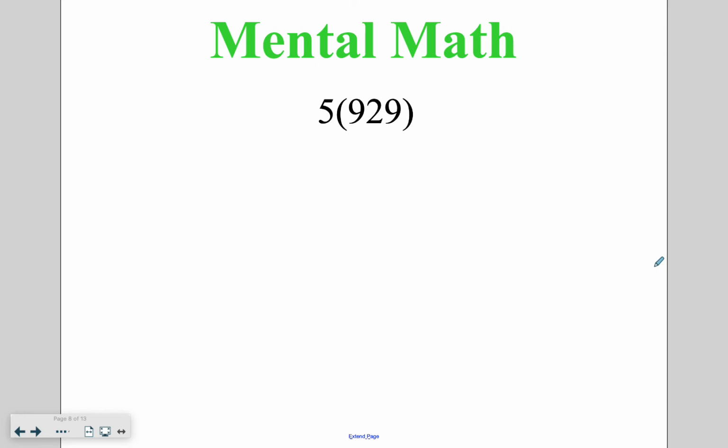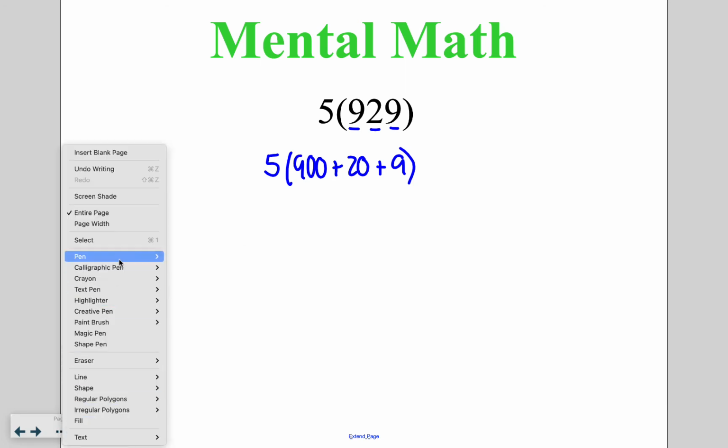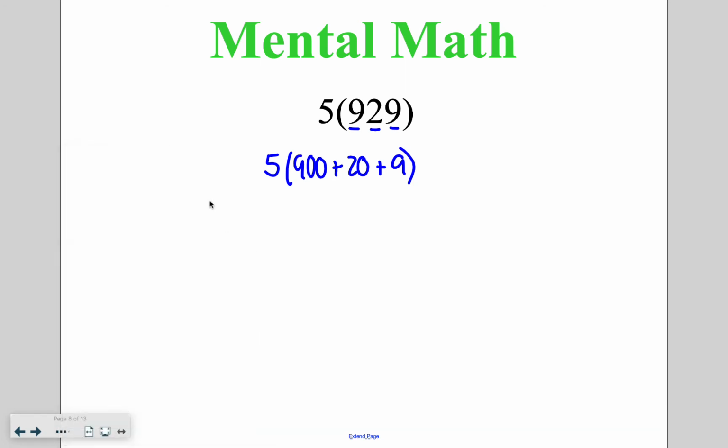We can also use the distributive property to help us do mental math. So this problem says 5 times 929. In order to do this mentally without a calculator, you can break it down by each separate place value. So I can say 5 times 900 plus 20 plus 9. I can break it down into each separate place value and put addition between them. After that, I can use my distributive property to solve.